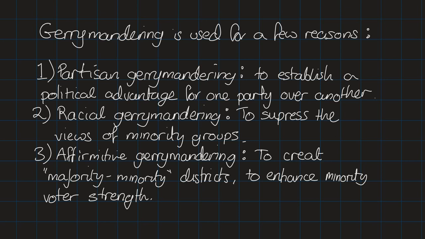Another form of gerrymandering which is being used a lot over the years is racial gerrymandering. And racial gerrymandering is just any gerrymandering where the intention is to suppress the views of minority groups. Okay? And it's called racial gerrymandering, but I think you still use this name even if the minority isn't defined by a race. So even if the minority is defined by something other than a race, people still call it racial gerrymandering. Okay? But the idea is you want to suppress the views.